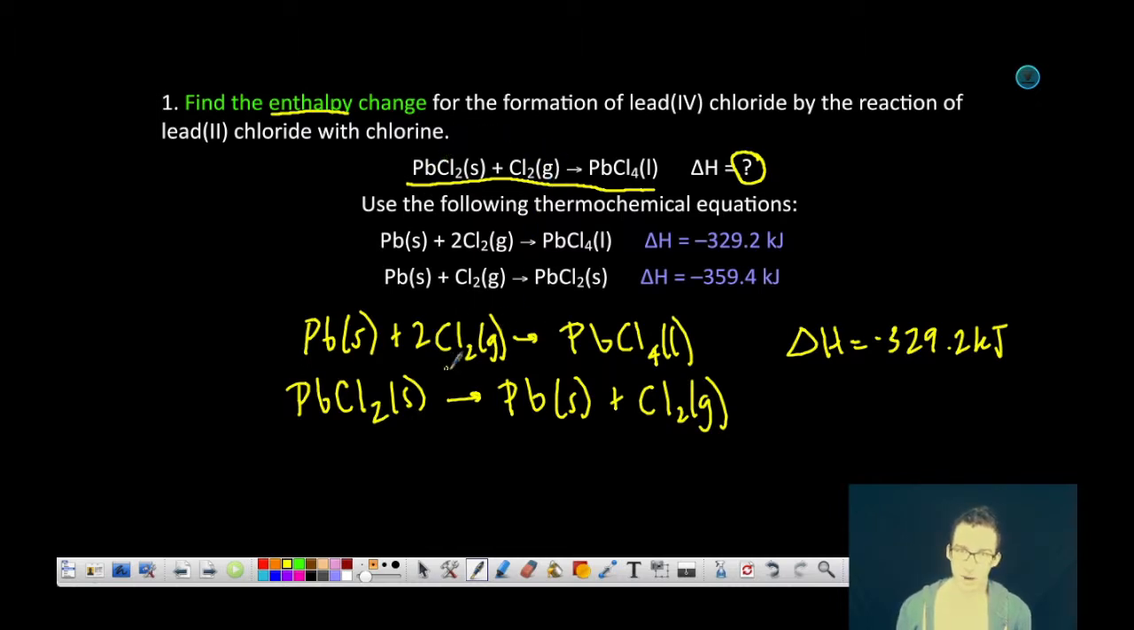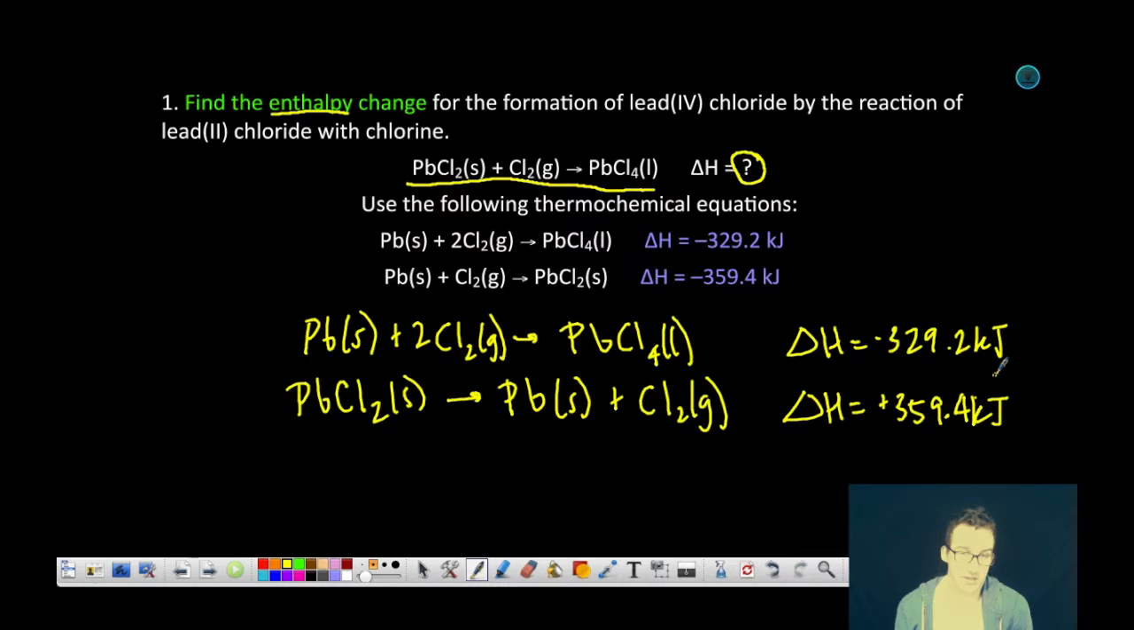Well, that first equation will give me the chlorine gas as a reactant, but I need to reverse the second equation to give me the lead-2 chloride on the reactant side of that equation. So because I reversed the equation, my enthalpy change will become positive 359.4 kilojoules.